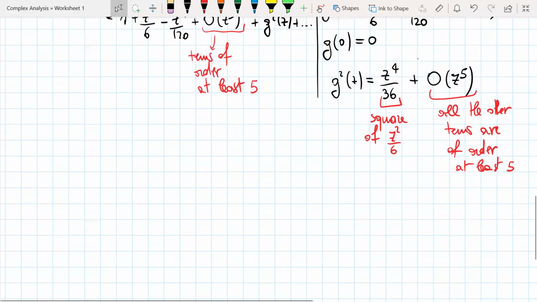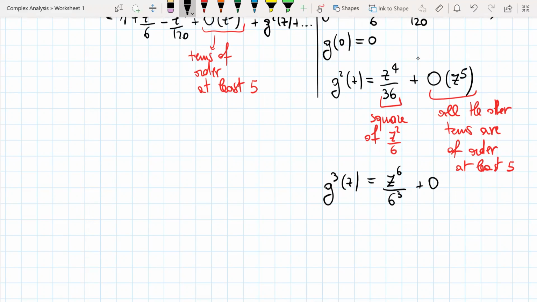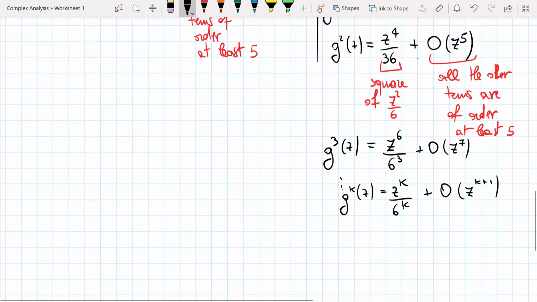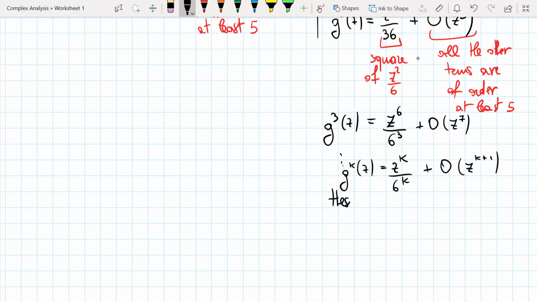And now if we go on like this, g to the 3, for example, then here you get z to the 6 over 6 to the 3rd, plus terms of order at least 7, and so on. So g to the k, this is always z to the 2k divided by 6 to the k, plus terms of order 2k plus 1. Sorry, I forgot one here: this is 2k, and this is 2k plus 1. So these terms are of order at least 5.